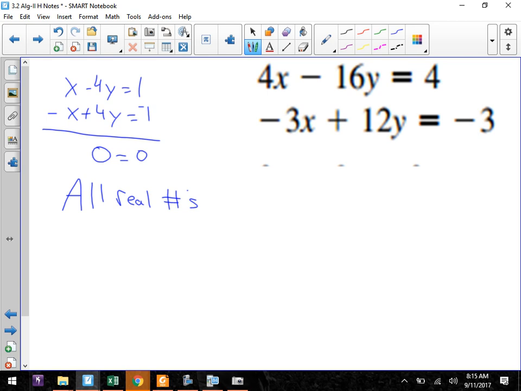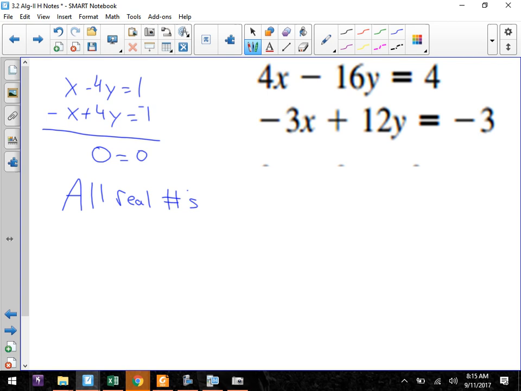Now, if you went the long way and multiplied the top by 3 and the bottom by 4, you would have gotten there. You would have gotten through the same stuff. You would have seen the elimination would have worked. But as you simplify that stuff out, you have the same line. Okay? Does that make sense?